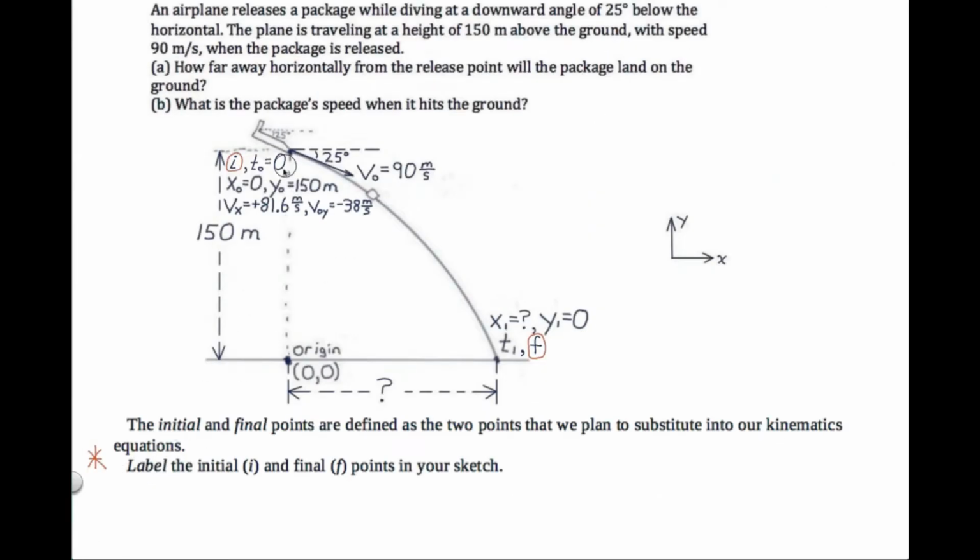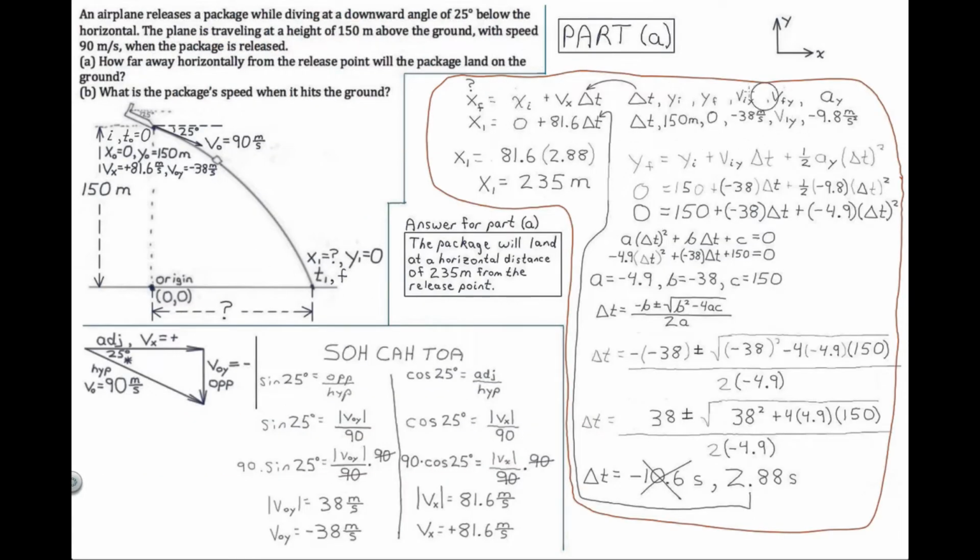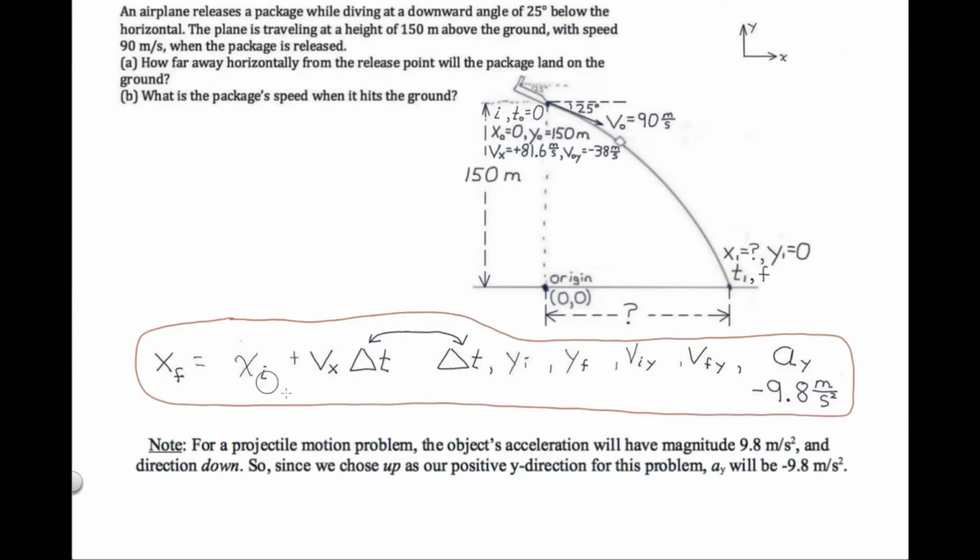Now let's build these results for the components into our sketch, like so. Let's label t sub 0 and t sub 1 as our initial and final points. Now we're ready to create the projectile motion setup, and then to work with the kinematics equations.